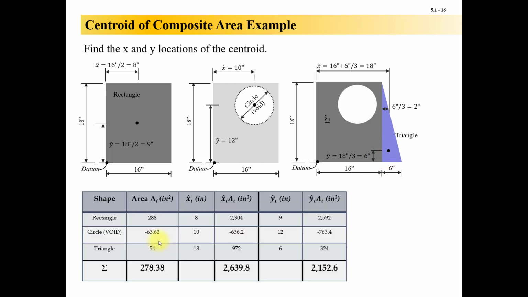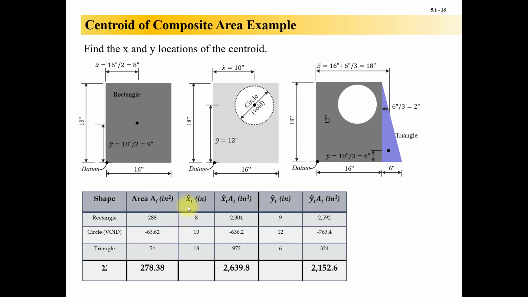Now, here's our table. So the areas, I didn't do the math here for you, but I think you should probably know how to do it. Base times height, so 16 times 18 is 288. The area of the circle is pi r squared or pi d squared over 4 if you're using the diameter. And it's negative because it's a void. So you can't forget that negative sign right there. And then the triangle is 1/2 base times height. So like 3 inches times 18 inches, 54 square inches.